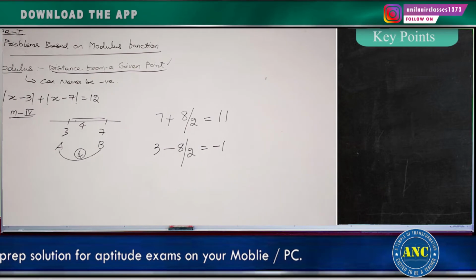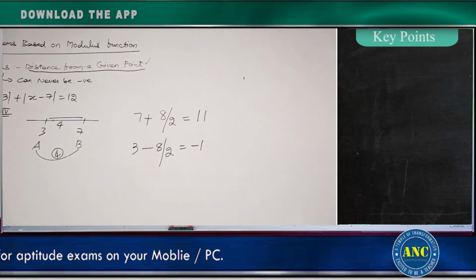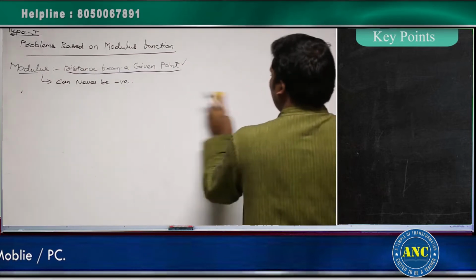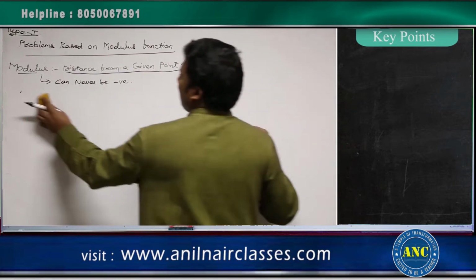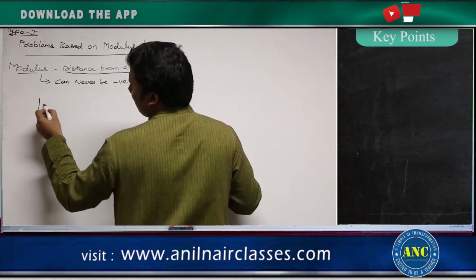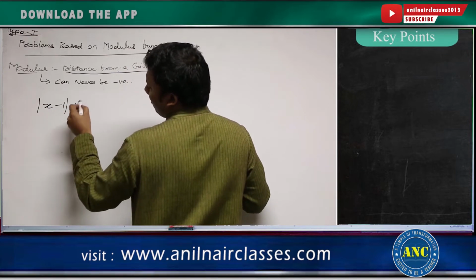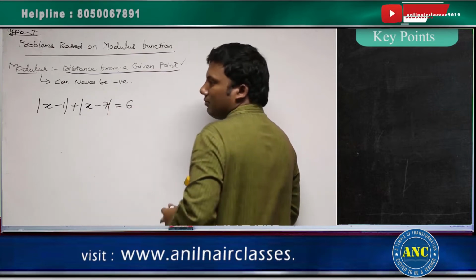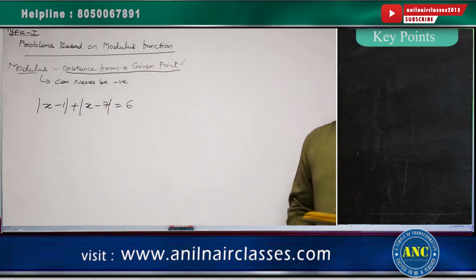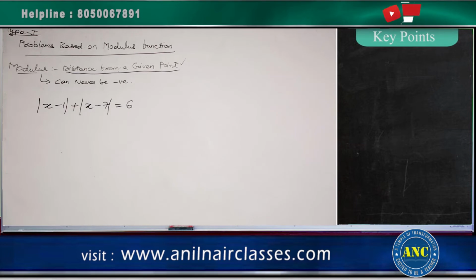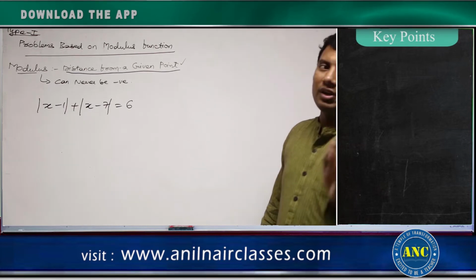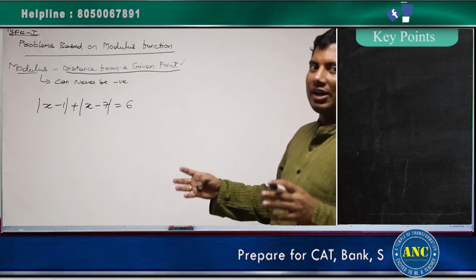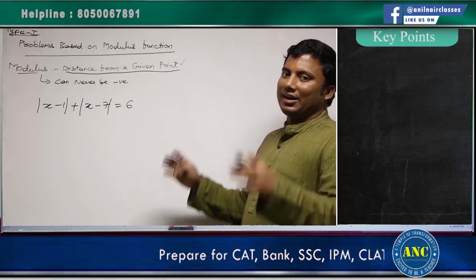Mod x minus 1 plus mod x minus 7 equivalent to 6. Listen carefully. I hope you see why this question: the distance between 2 critical points is equivalent to right hand side.